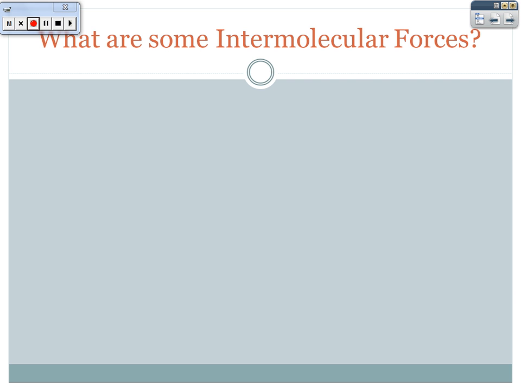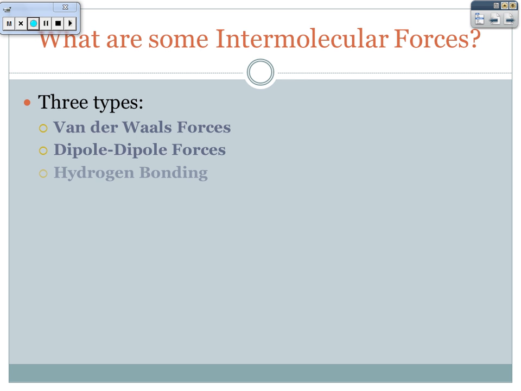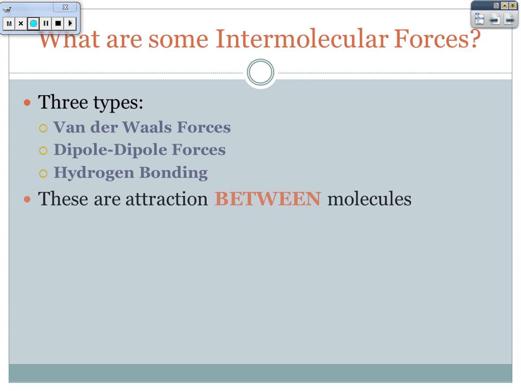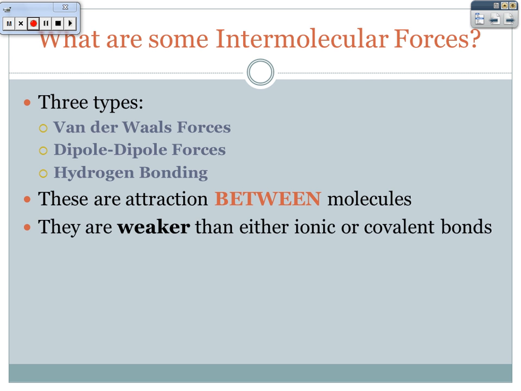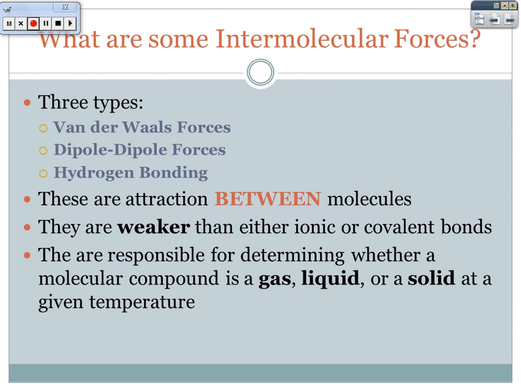So what are some of the intermolecular forces? There are three different types. We have van der Waals forces, dipole-dipole forces, or hydrogen bonding. And these are attractions, again, between molecules. They are weaker than either ionic or covalent bonds, and they're responsible for determining whether a molecular compound is going to be a gas, a liquid, or a solid at any given temperature. And remember, I can't enforce this enough. These are not bonds, but forces of attraction.